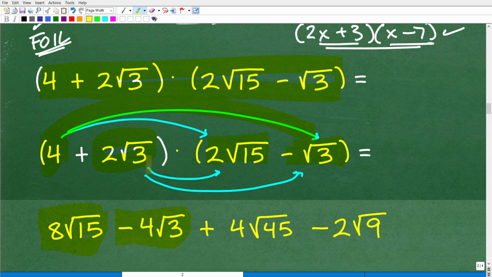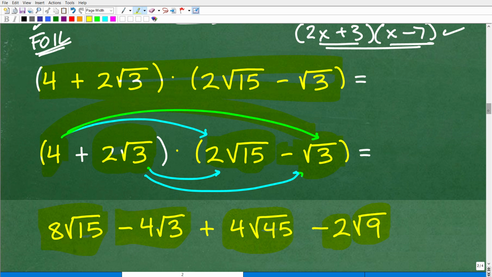All right, so now 2 square root of 3 times 2 square root of 15, that is going to be 2 times 2 is 4, and then square root of 3 times square root of 15 is the square root of 45, so that's 4 square root of 45. And then 2 square root of 3 times negative square root of 3 is going to be negative 2 times the square root of 9, right? Square root of 3 times square root of 3, square root of 9.